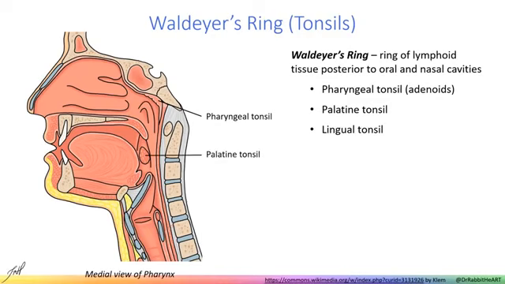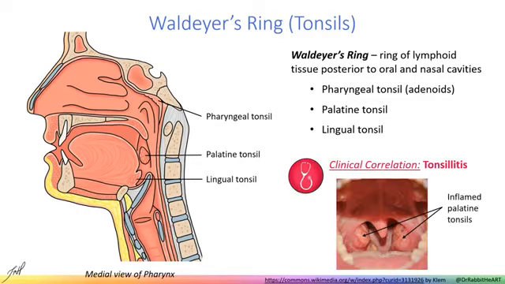The palatine tonsils are in the back of the oral cavity, between the palatoglossal and palatopharyngeal arches. The lingual tonsil is located on the root of the tongue. Note that tonsils can become inflamed, a condition called tonsillitis. In some cases, the tonsils might need to be surgically removed. Note that often when someone says they've had their tonsils out, they're referring to their palatine tonsils.